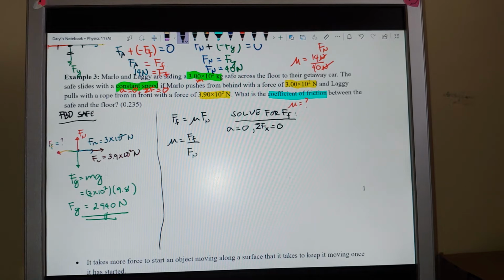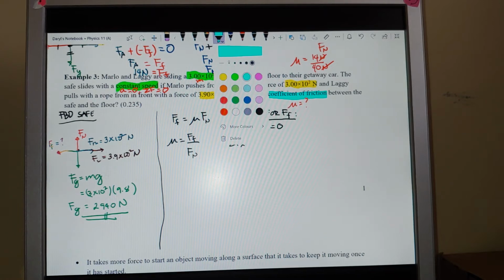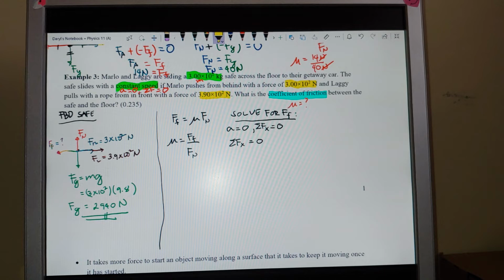Remember that friction is acting along the X axis or X direction. So we have here the summation of all the forces along X is equal to 0. I'm talking about the forces there. So along X, they are given by FF, FL, and FM.